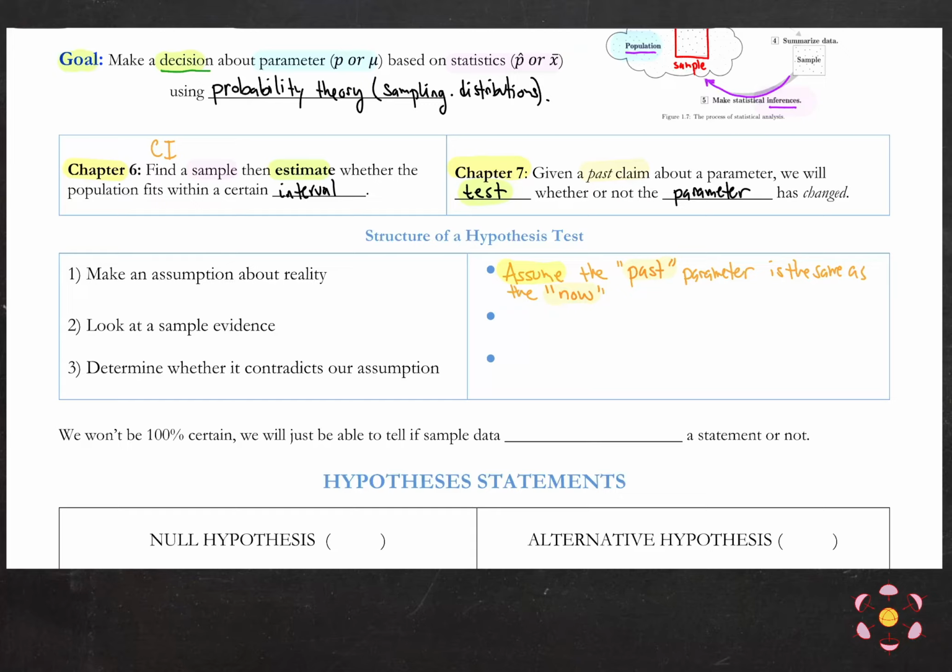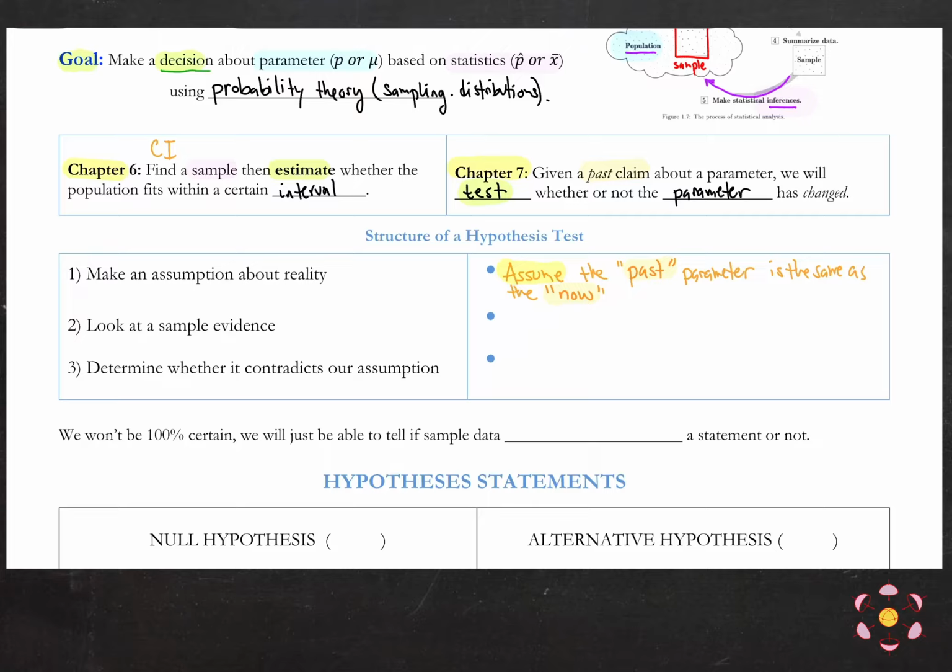Okay, so for example, let's say that 80% of people love dogs 5 years ago. Okay, that was the past proportion of people who love dogs. But we want to say, hey, 5 years is a long time ago. Let's see if now people love dogs as much as 80% from the past.